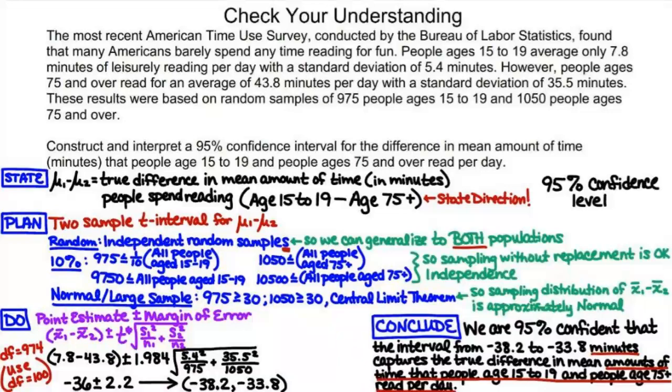One other thing briefly. If you don't have n and you're trying to find degrees of freedom, you can't do it. So if you don't have n but you still need a t star, we're going to use z star instead. If you don't know n, you have to use z star.